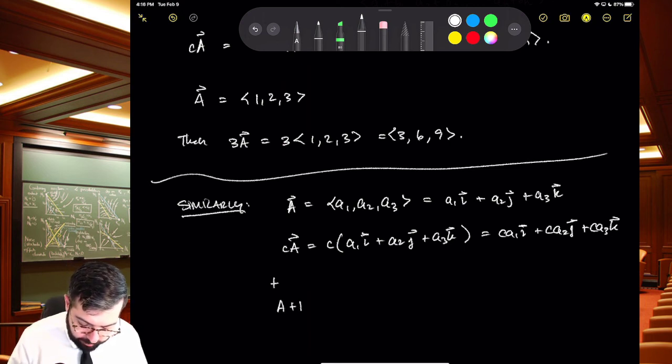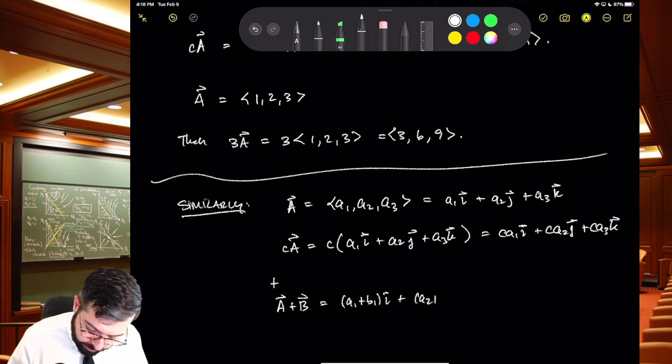And A plus B is really going to be A1 plus B1 I plus A2 plus B2 J plus A3 plus B3 K.